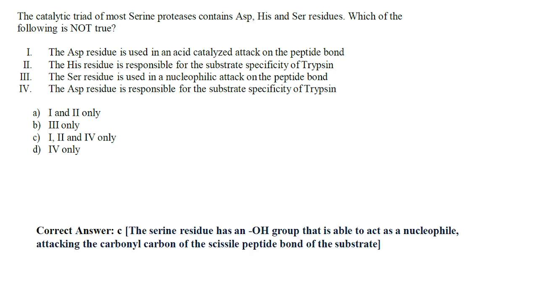Option C. First, second, and fourth are not true. The serine residue has an OH that is able to act as a nucleophile attacking the carbon of the peptide bond of the substrate, right? So this one is true. Aspartic acid does not use the acid attack. The histidine residue is not responsible for specificity of trypsin, and the aspartic residue is not responsible for substrate specificity. So option C is correct.